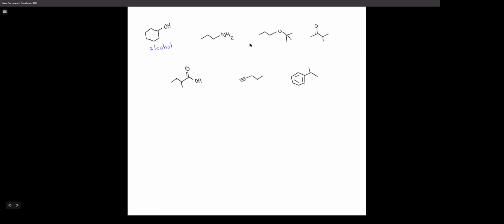How about here? Probably has to do with the nitrogen. That would be amine. Good, that's an amine. How about this? Ether. That's an ether. Good, because the oxygen is bonded to carbon on either side, and there's no carbon-oxygen double bonds anywhere. So this is an ether.